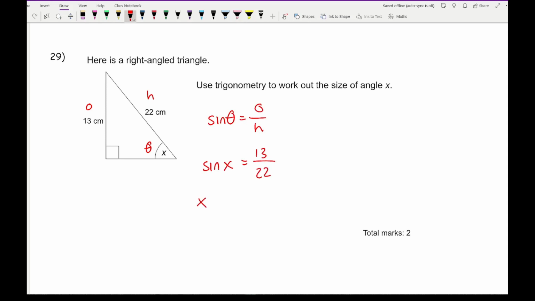So then to find out x, I need to get rid of the sine. So I do the inverse sine of 13 over 22, and if I do that I get an answer of 36.2 degrees, and that's to 1 decimal place. And that concludes the end of this practice paper.